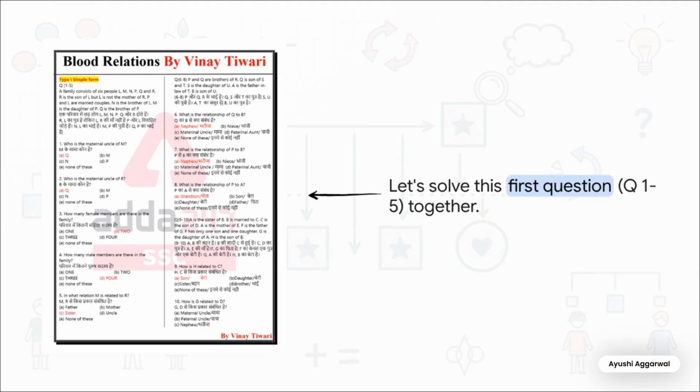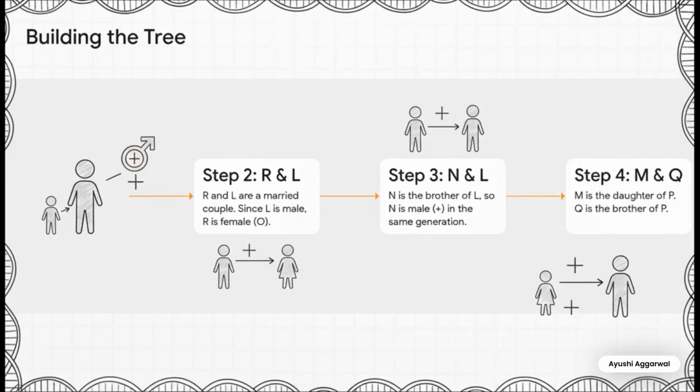A family consists of 6 people, L, M, N, P, Q, and R. P is the son of L, but L is not the mother of P. R and L are married couples. N is the brother of L. M is the daughter of P. Q is the brother of P. You see, every single sentence is a clue. We're just going to take these clues one by one and use them to build our family tree. Let's start building this out.